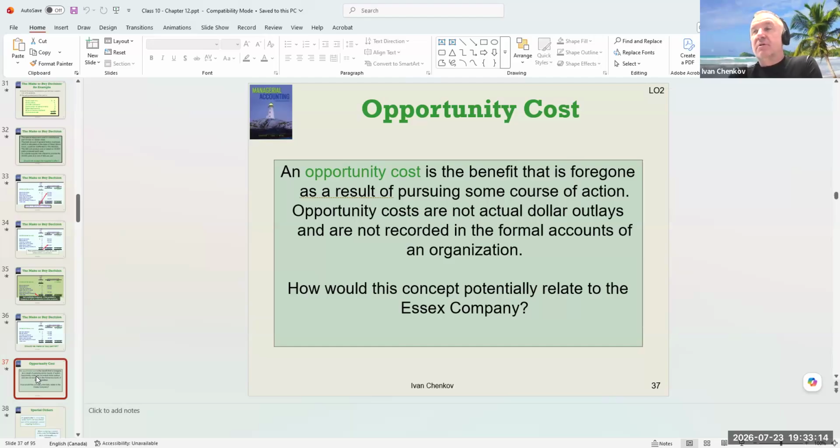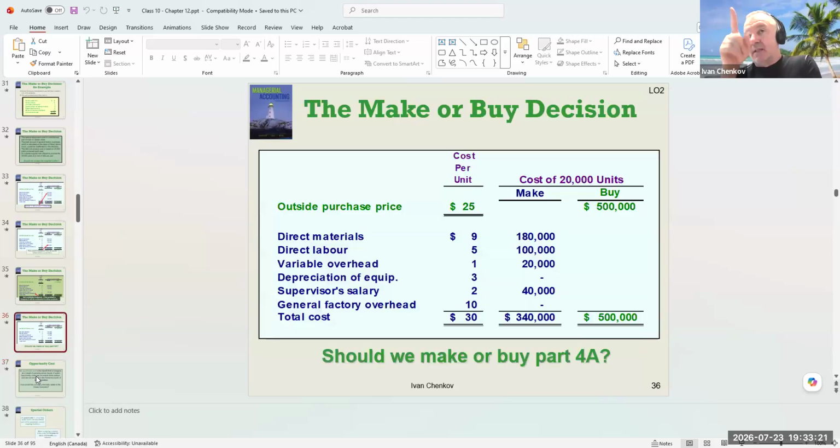They make the logical management decision based on the opportunity cost. So in this case, let's go back to this case because this particular scenario is not discussed here. Currently, I should make it because the difference is $160,000. We can easily see it.